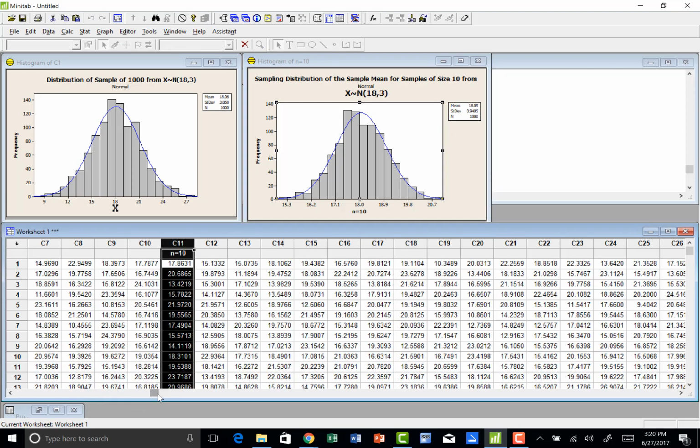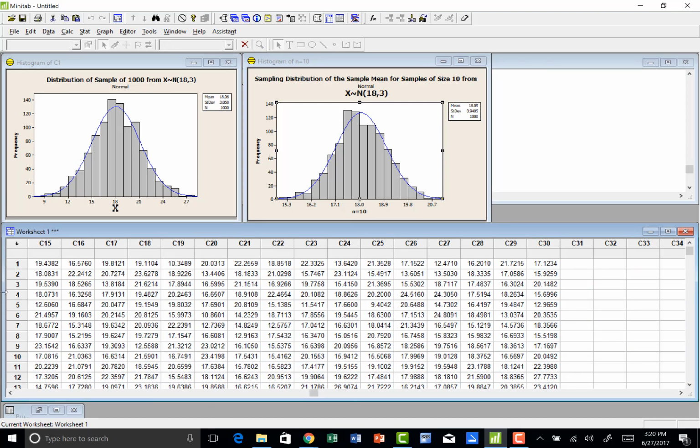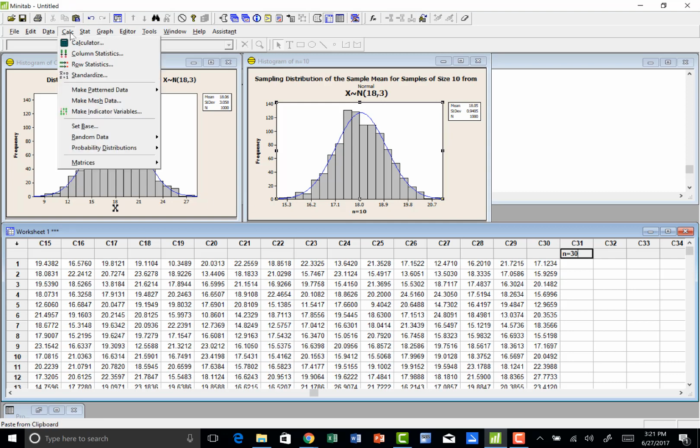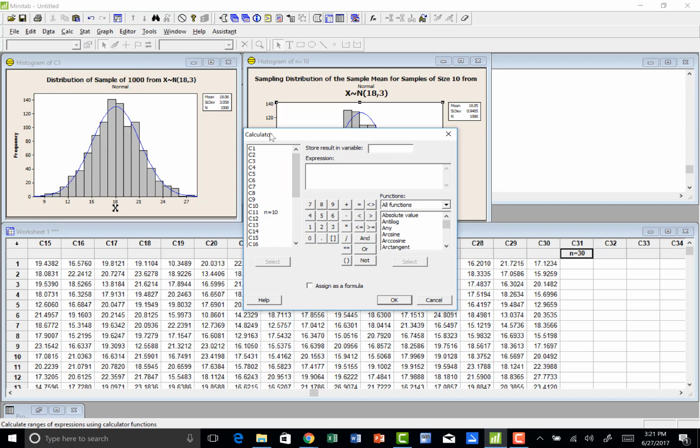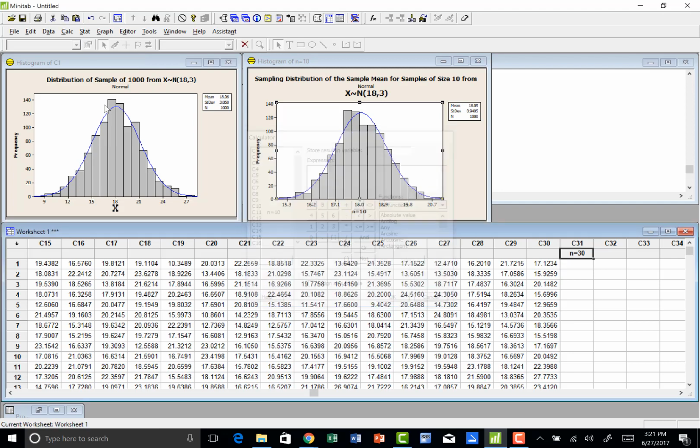So what I'm going to do is take these 30 in this row, add them all up, divide by 30, and get the mean. Do that for the second row, third row, all the way to the 1000th row. So create that sampling distribution for samples of size 30. And we do just what we did before. We do our row statistic.